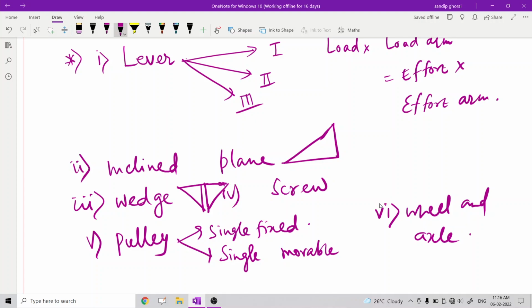And what is a pulley? A pulley is a wheel or circular disc that can rotate freely about a fixed point. It may be single fixed or single movable. A single fixed pulley has a fixed axis of rotation, whereas a single movable pulley has an axis of rotation that is not fixed. A wheel and axle arrangement consists of a wheel attached to a rod called an axle, such that when the wheel rotates, the axle also rotates. Examples are a steering wheel, spindle, etc.